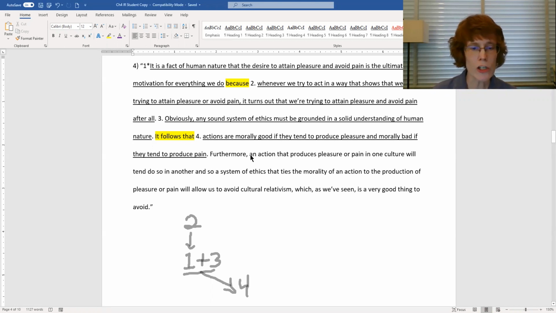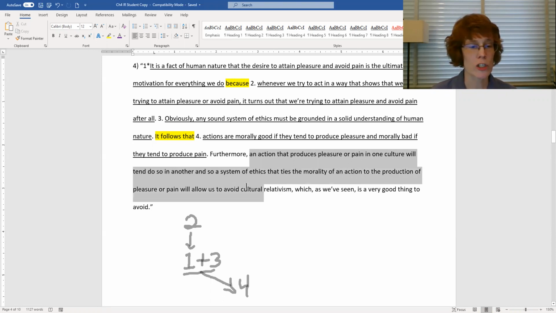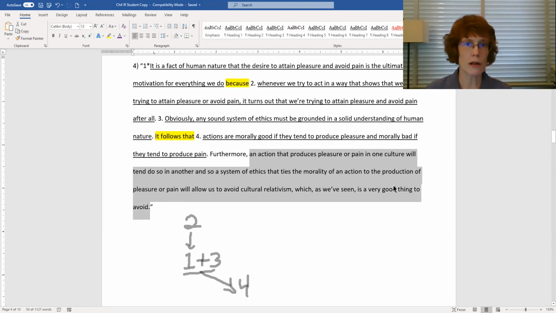So an action that produces pleasure or pain in one culture will tend to do so in another. And so a system of ethics that ties the morality of an action to the production of pleasure or pain will allow us to avoid cultural relativism, which, as we've seen, is a very good thing to avoid. That's a lot in that passage. So think about how you would chop that sentence up into parts and how you would represent the relationship between those parts in a map. I will give you a moment to think, so pause the video.